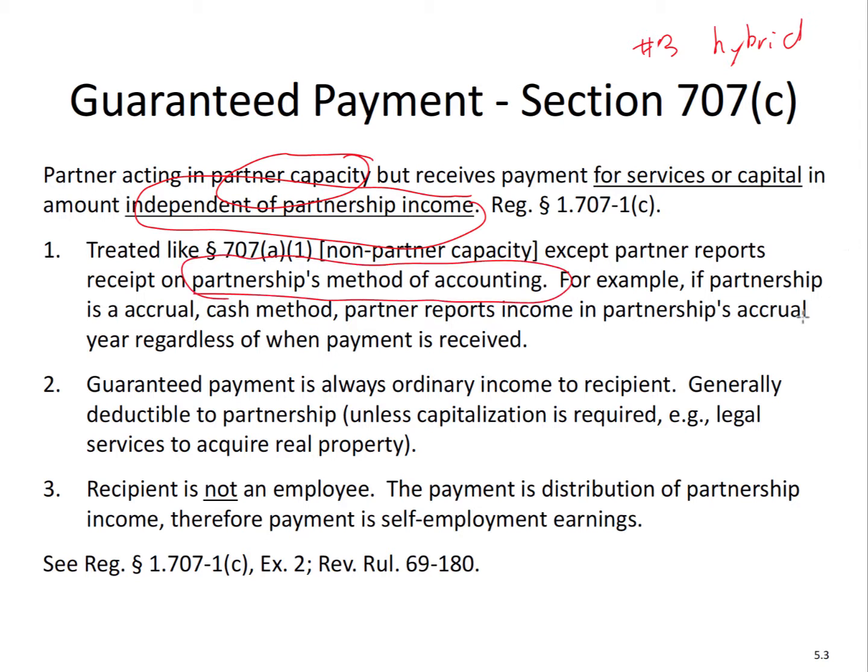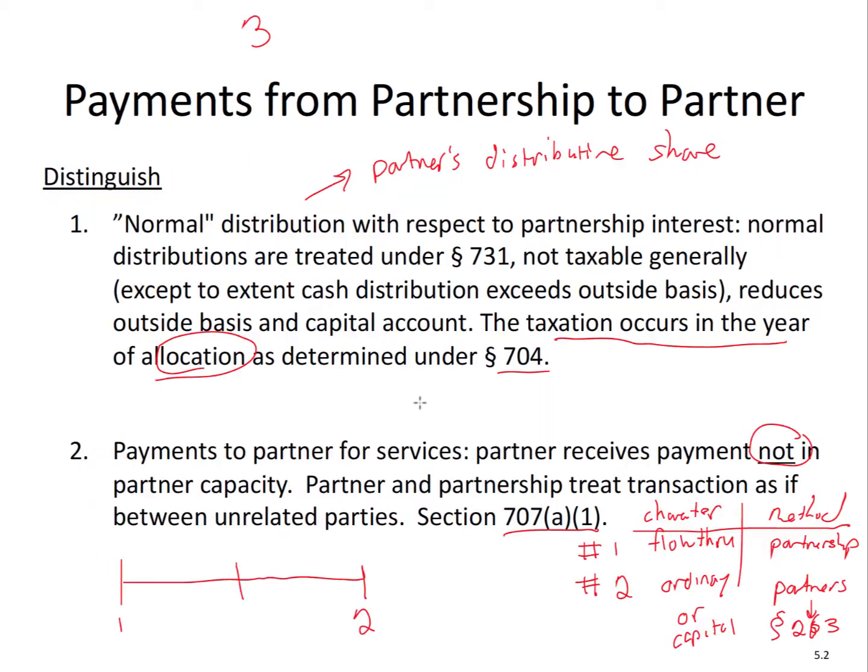So for example, if a partnership is accrual method, a cash method partner would actually use the accrual method with respect to the partnership's amount that's paid to him or her. Now, the guaranteed payment is always ordinary income. Always ordinary income. It does not flow through. So that's kind of different from both types. So if you look at the character, it's just ordinary. It's not ordinary capital or flow through.